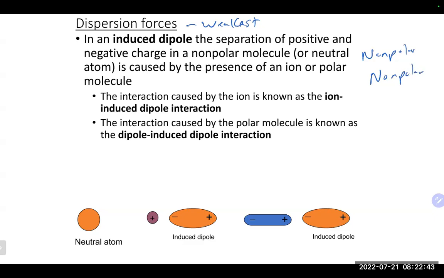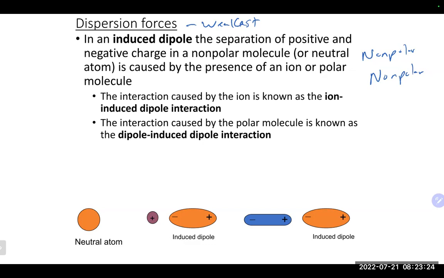And there's a couple of ways that this occurs, but an induced dipole is basically a situation where we can make a temporary dipole in something that normally does not have it. If you remember, a nonpolar molecule means that it's going to be sharing its electrons relatively equally, so there's really no side of the molecule that is positive and no side that's negative. It's sort of a neutral molecule, because we have the equal sharing of electrons.